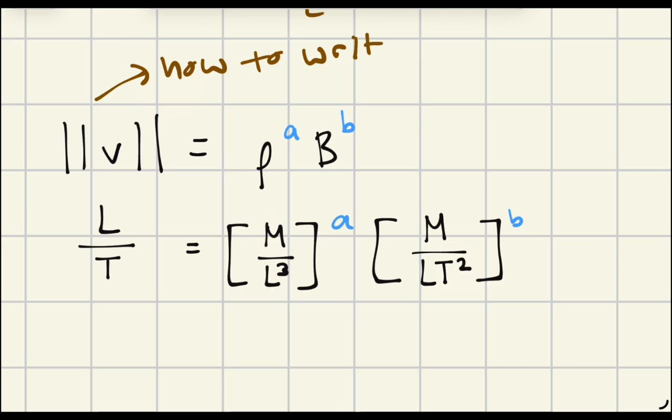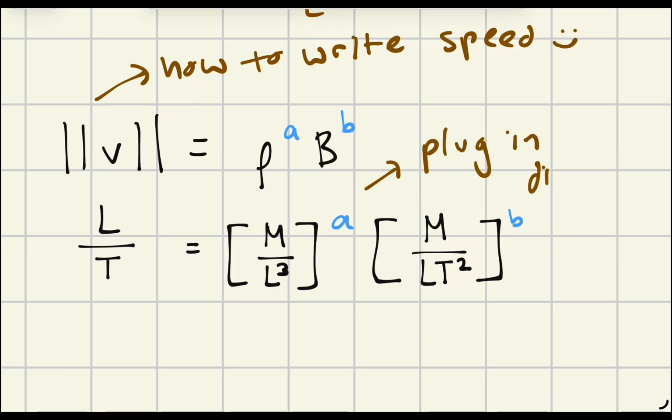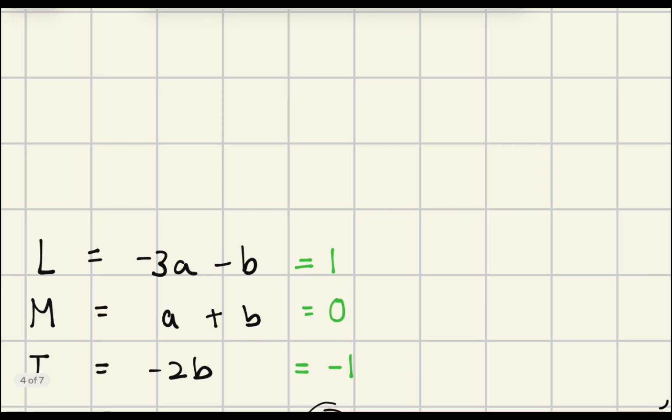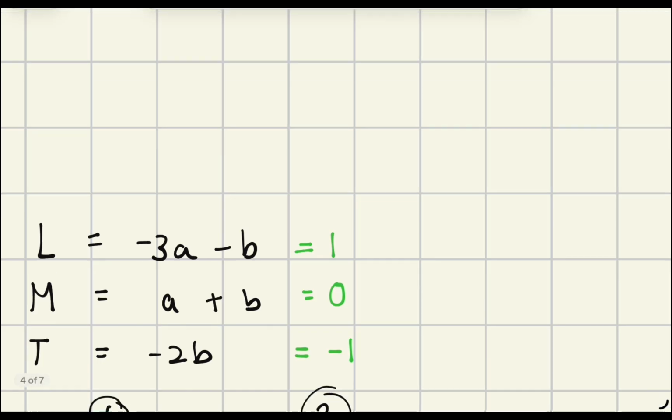We first write it in terms of just the powers. So we have that the speed is equal to rho to the power of a times beta to the power of b. So L over t is equal to m over L cubed to the power of a times m over L t squared to the power of b. We just wrote them in their dimensions. So now we have for L: negative 3a minus b equals 1, for m: a plus b equals 0, and for t: negative 2b is equal to negative 1.